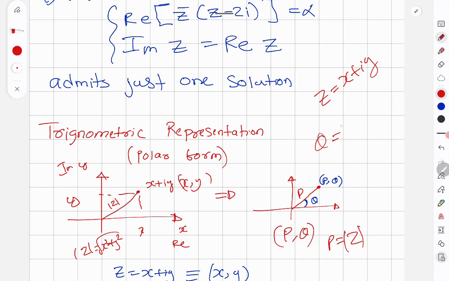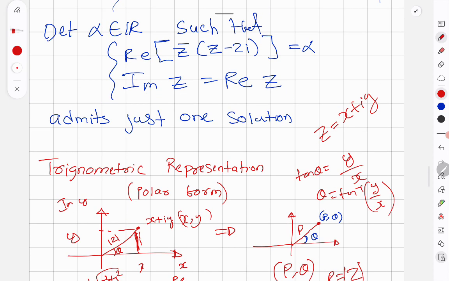So what is theta? You know the basic concept of tangent. If I consider theta, tan theta equals perpendicular by base. Our perpendicular is y, and base is x. So theta equals tan inverse of y by x, right? You know this concept?